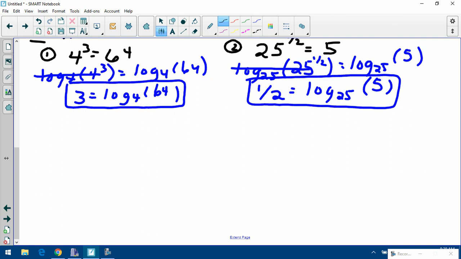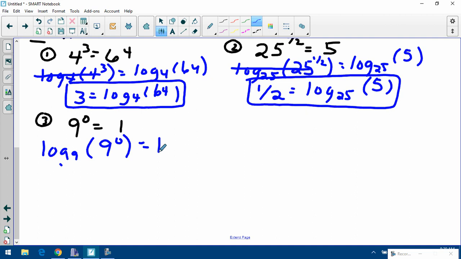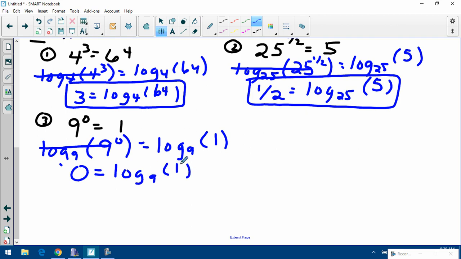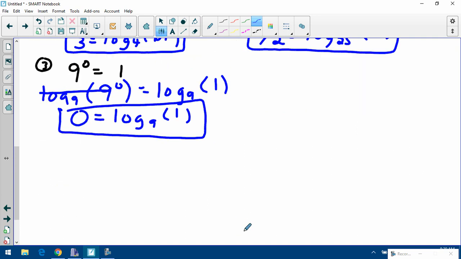All right, let's do one more like this. Number 3. 9 to the 0 equals 1. If you're going to do the log way, what log are you going to take of both sides? Right, log base 9. Log base 9 of 9 to the 0 equals log base 9 of 1. These cancel. I'm left with 0 equals log base 9 of 1. 9 raised to what exponent gives you 1? Well, anytime you raise something to the 0 power, you get 1, which is why the answer is 0. Okay, so that's rewriting in log form.